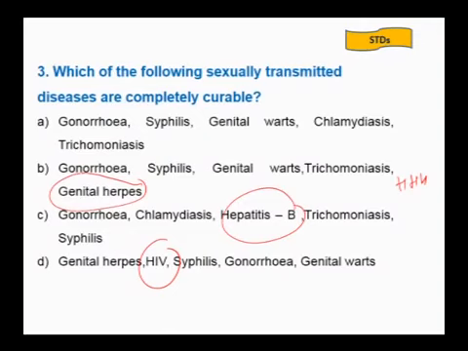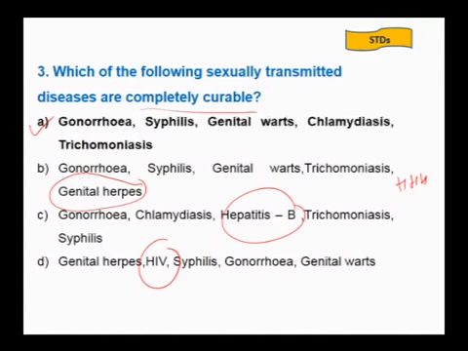So the question says, which of the following sexually transmitted diseases are completely curable? This is the right option: gonorrhea, syphilis, genital warts, chlamydiasis and trichomoniasis. These are the diseases which are completely curable. Therefore, A is the right option.